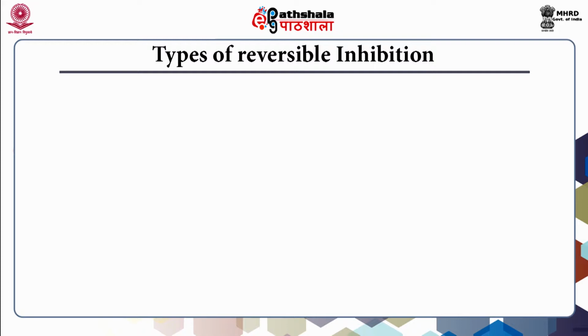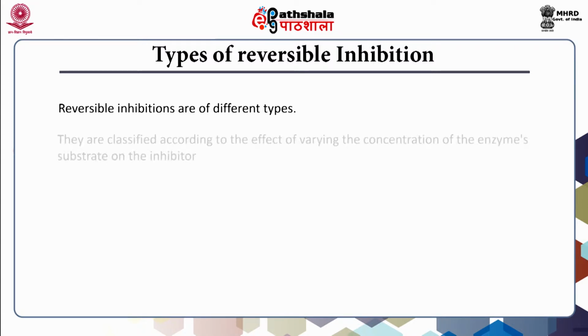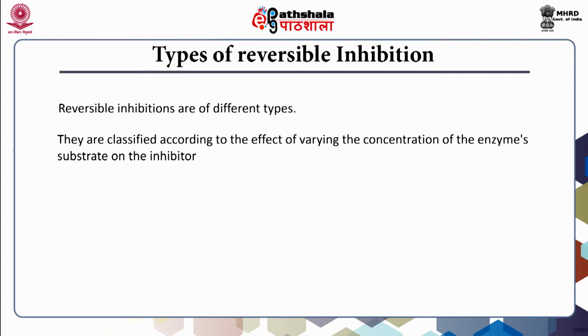Types of reversible inhibition. Reversible inhibitors are of different types. They are classified according to the effect of varying the concentration of the enzyme, substrate and the inhibitor. Those are competitive inhibition, uncompetitive inhibition, non-competitive inhibition and mixed inhibition.